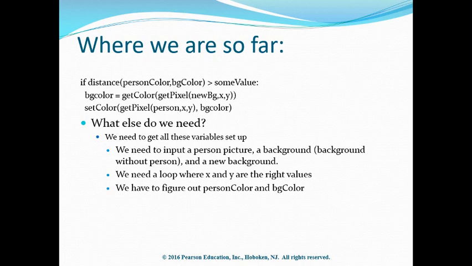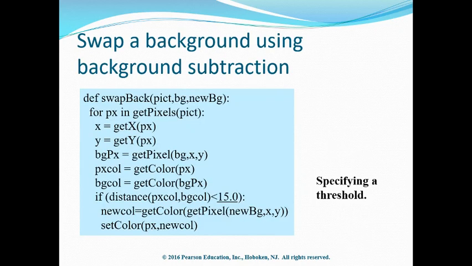So what else do we need? We need to get all these variables set up. We need to input a person picture, a background picture without a person, and a new background. We need a loop where x and y are the right values. We have to figure out person color and background color. So we'll swap a background using background subtraction.